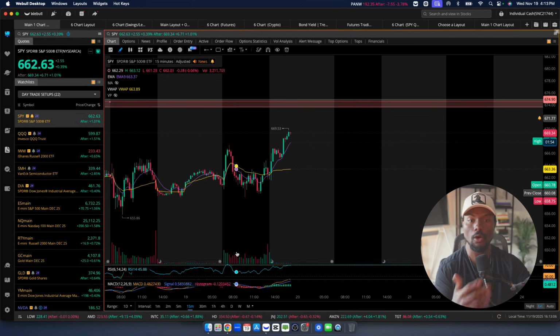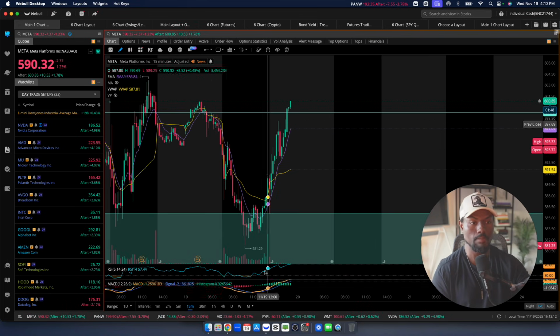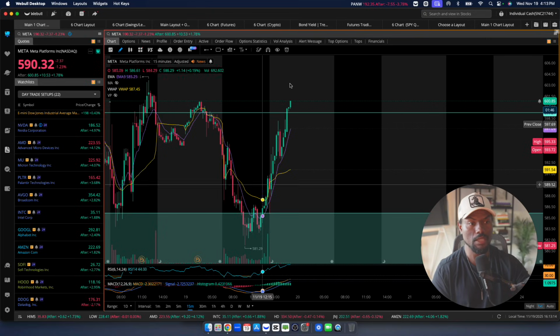So let's go into our long-term investing. One that is looking pretty good right now is Meta. And you can see this reversal on Meta very quickly off of that low at 581, and with NVIDIA earnings and everything, there we go.